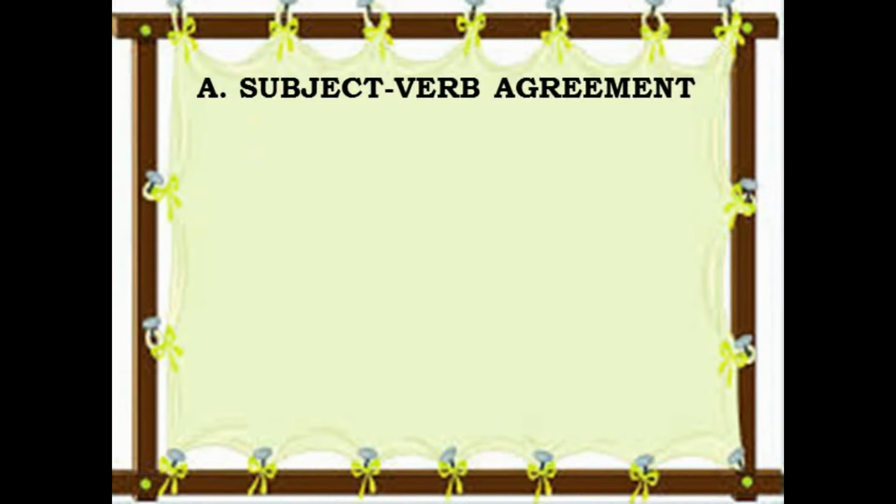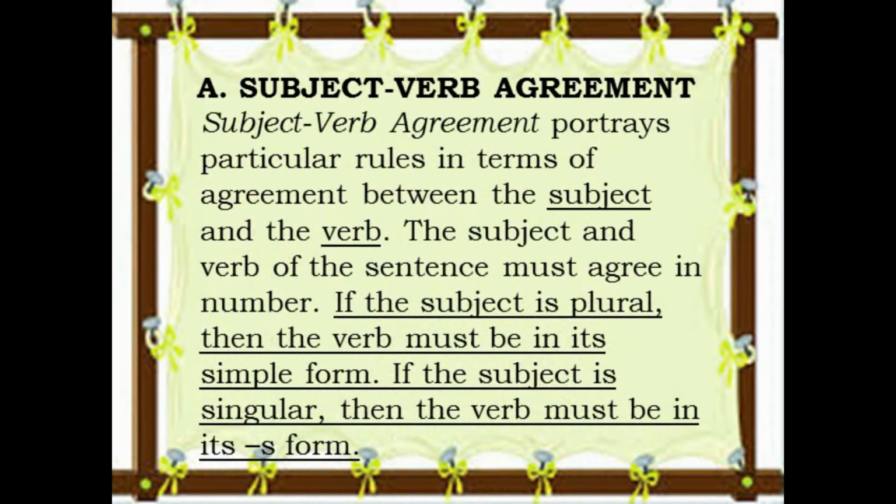Let's have subject-verb agreement. Subject-verb agreement portrays particular rules in terms of agreement between the subject and the verb. The subject and the verb of the sentence must agree in number. If the subject is plural, then the verb must be in its simple form. If the subject is singular, then the verb must be in its S form.